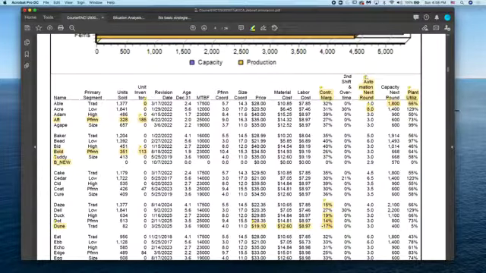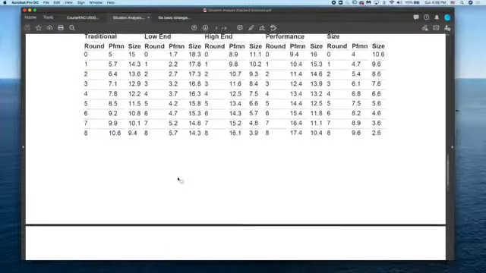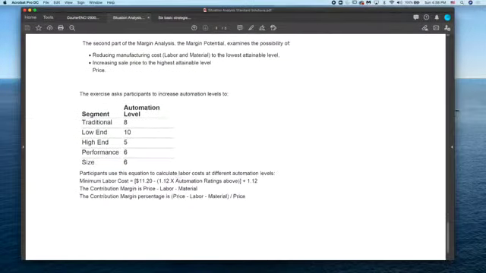For automation, remember you want to automate. So if we go back to the situation analysis, this actually tells you right down here the ideal automation levels. And actually, these are the maximum automation levels. So particularly for your traditional and low-end segments, you want to get these up to 8 and 10 because these are your cash cows, and that's going to reduce your labor cost.